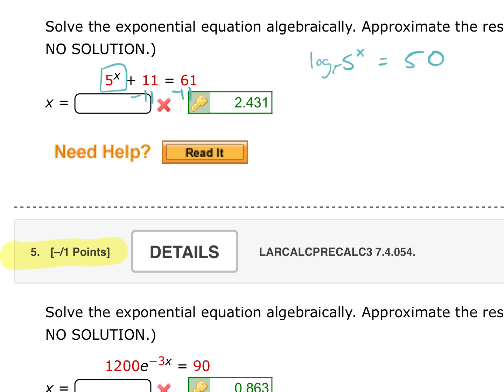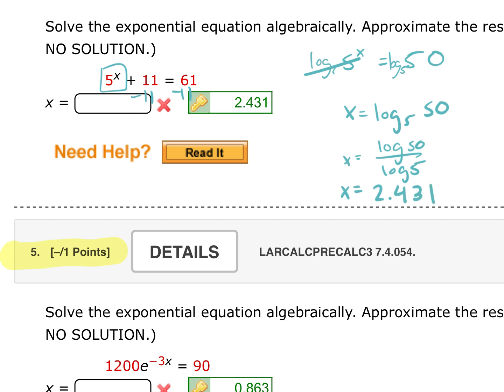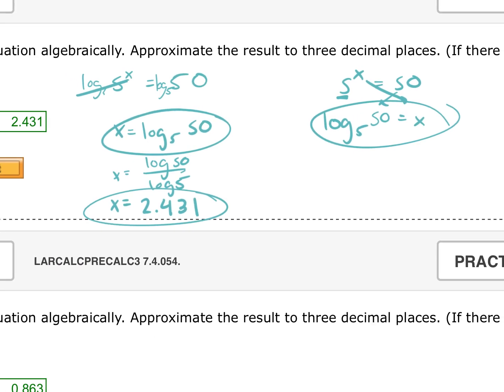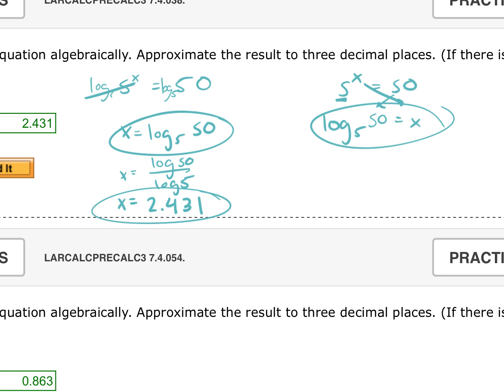So I'm going to take the log base 5 of both sides. So it'll cancel. We get x is equal to log base 5 of 50. Then when we put this into the calculator, this would be log of 50 divided by log of 5. So x is equal to 2.4306, so 2.431. So you could either take the log, whatever your base is, of both sides, or rearrange it. You'd end up with the same thing.